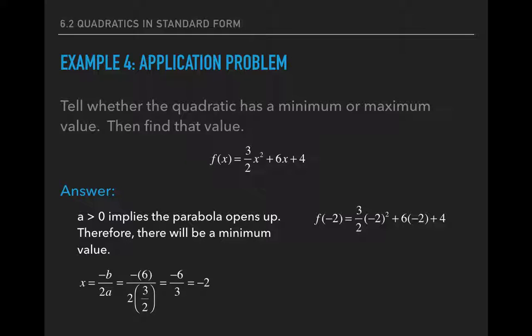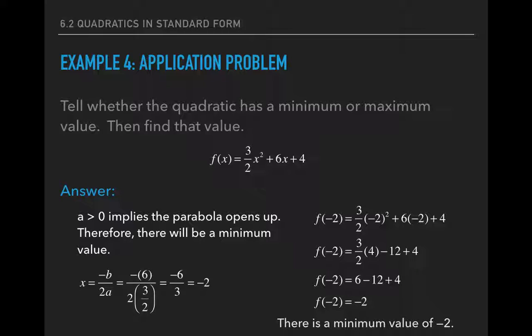And simplifying some here, we're going to take negative 2 squared, that's going to be 4. And the 6 times the 2, that's going to be negative 12. 3 halves times 4, you can simplify, and it'll really be just 3 times 2, so that gives you 6, minus 12 plus 4, and then we'll simplify that, and it gives us negative 2. So at negative 2, the minimum value there is negative 2.